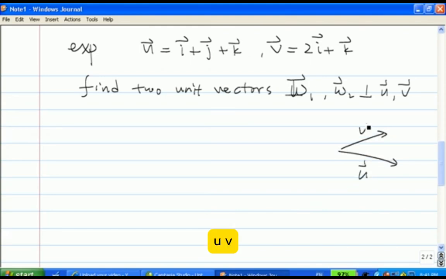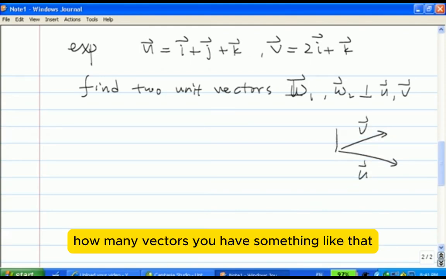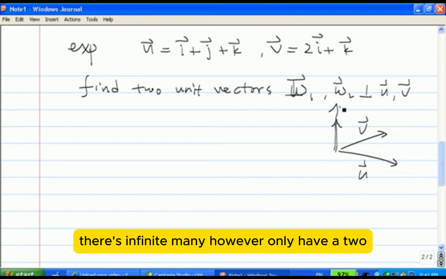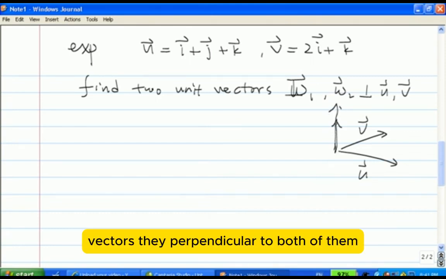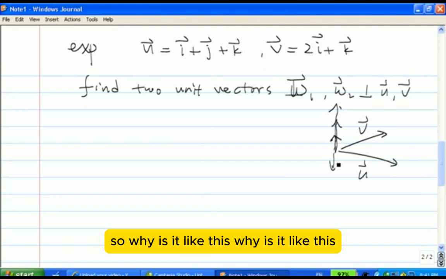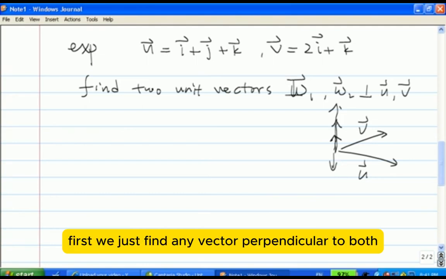U, V. Okay. How many vectors? You have something like that and a different magnitude. There are infinitely many. However, only two vectors are perpendicular to both of them and have magnitude 1. So one is like this, one is like this. Okay. So before we find W1 and W2, first we just find any vector perpendicular to both U and V.